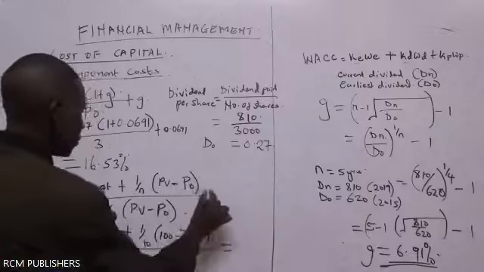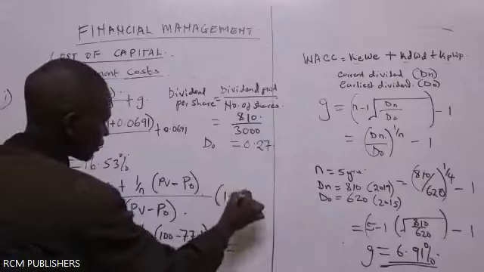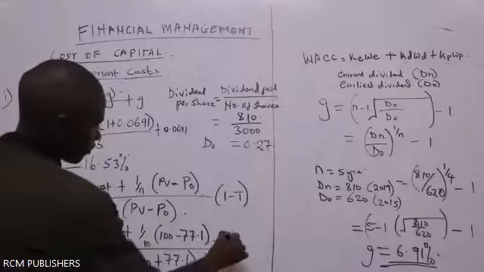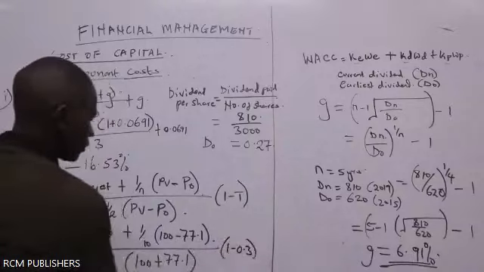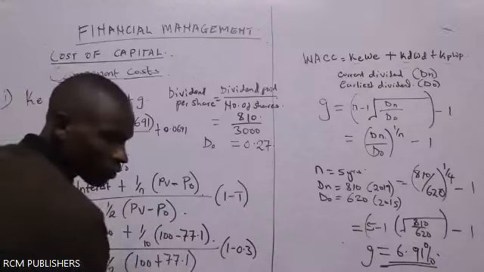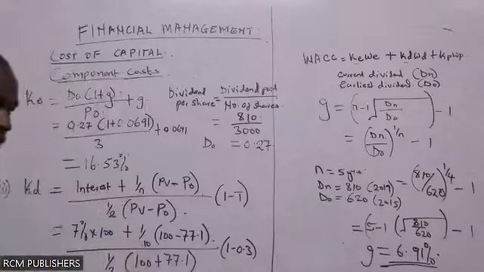Let's not forget the tax. I can see we have tax of 30%, so 1 minus tax. You can multiply by 1 minus 0.3, so that we are now going to get the after-tax cost. Let's put our answer there.